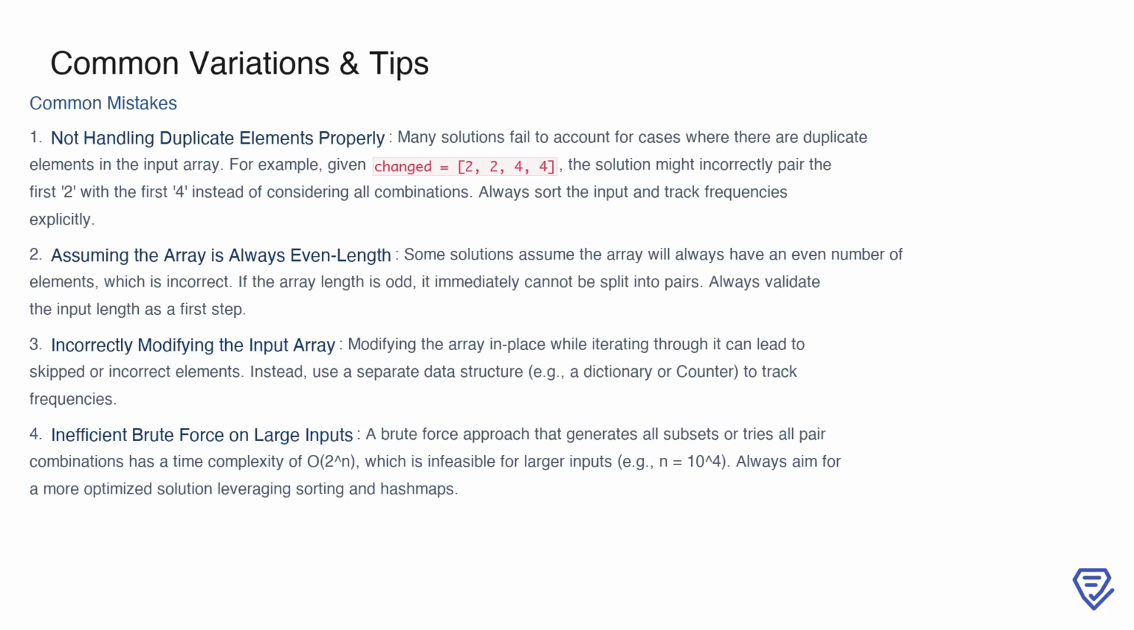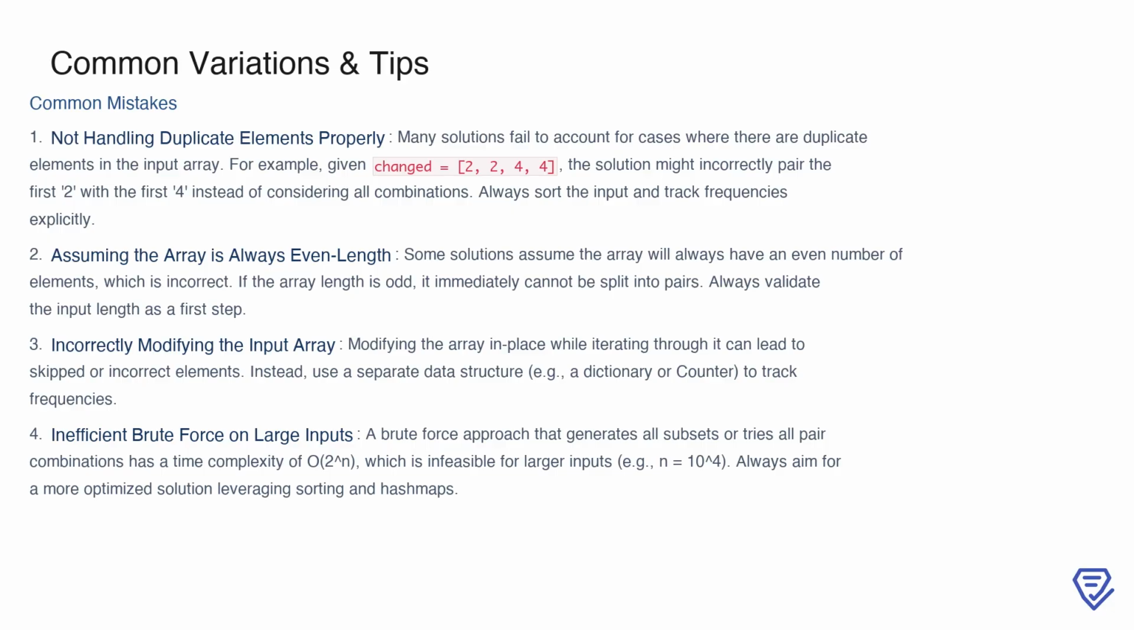One of the most common mistakes in this problem is not handling duplicate elements correctly. For example, if the input array is 2, 2, 4, 4, some solutions might mistakenly pair the first 2 with the first 4 without considering all possible combinations. To avoid this, it's important to sort the input array and explicitly track the frequency of each number.